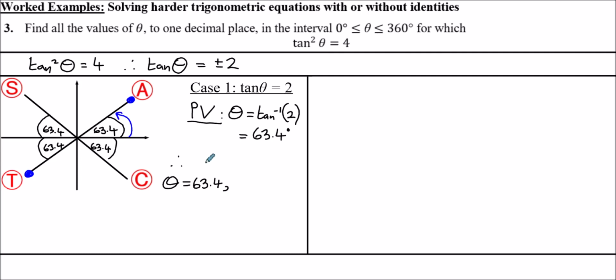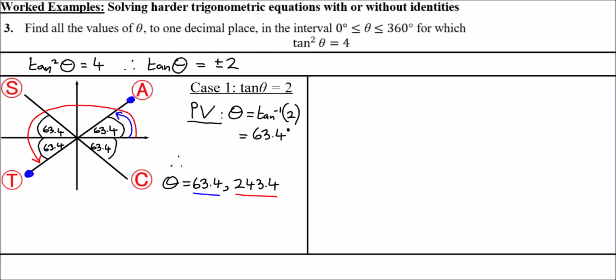So that one's relating to 63.4. Or we could have tan where theta is over here. This is 180 plus 63.4. This red one here would be 243.4 degrees. They're the two possibilities of where tan theta is a positive function. If we went on and added another 180, we're going to be outside of the range. So we've got them all here.